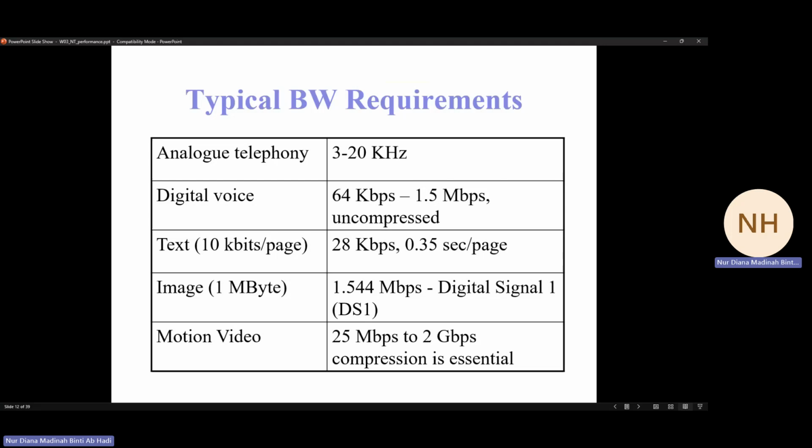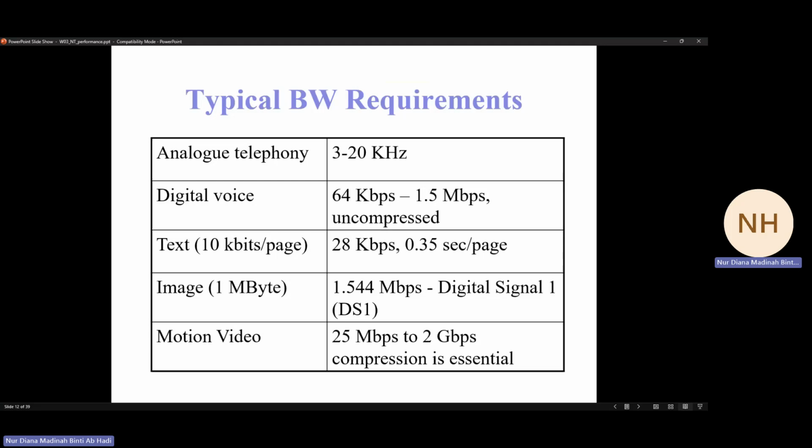So, the typical bandwidth required for each application. For example, just now we mentioned telephony. We require around 3 to 20 kilohertz. For digital voice, we are using around 64 kbps, kilobits per second, up to 1.5 megabits per second. Okay, this digital voice usually is uncompressed.